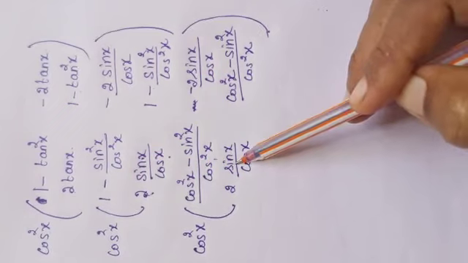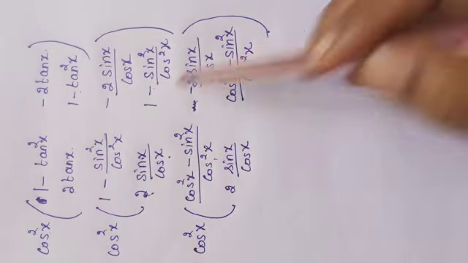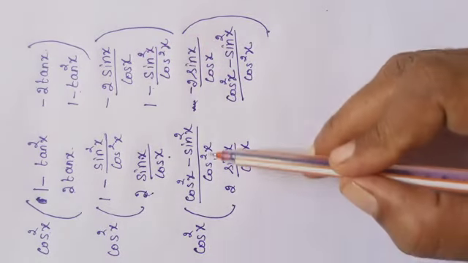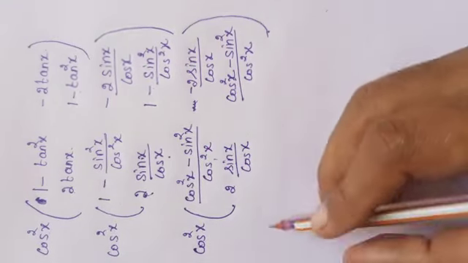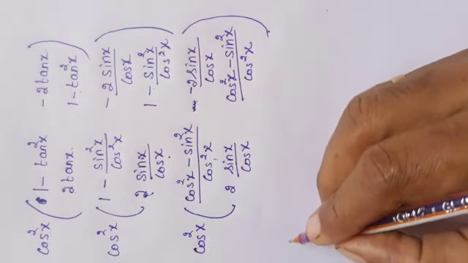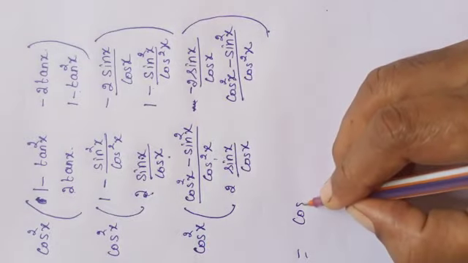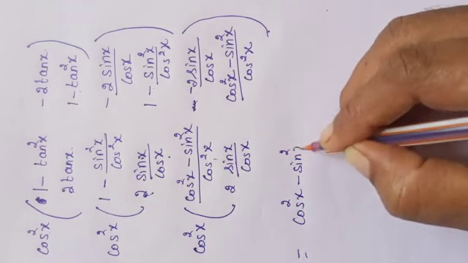These two terms as it is I have written, and here cos square x, take LCM, cos square x, so cos square x minus sin square x. Now just multiply inside. Outside we have cos square x. When we multiply each term, we will be getting here cos square x and cos square x will get cancelled. So we will be getting cos square x minus sin square x.